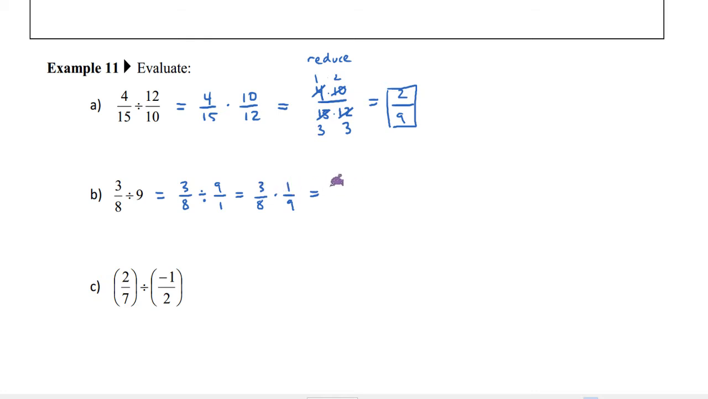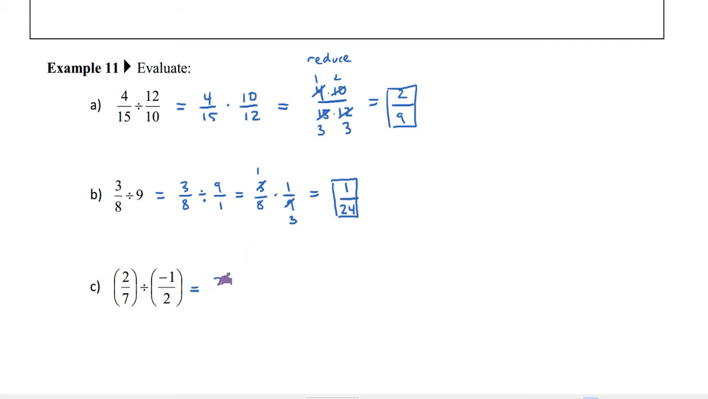So then we get, well, you could write this as 3 over 72, but let's get used to doing some reduction. Notice 3 and 9 have common factors, right? So I could divide 3 and 9 both by 3, and I'll get the equivalent fraction. I divide 3 by 3 and get 1, and divide 9 by 3 and get 3. And then now I just have to do 1 times 1, which is 1, and 8 times 3, which is 24. And I get this nice reduced fraction.